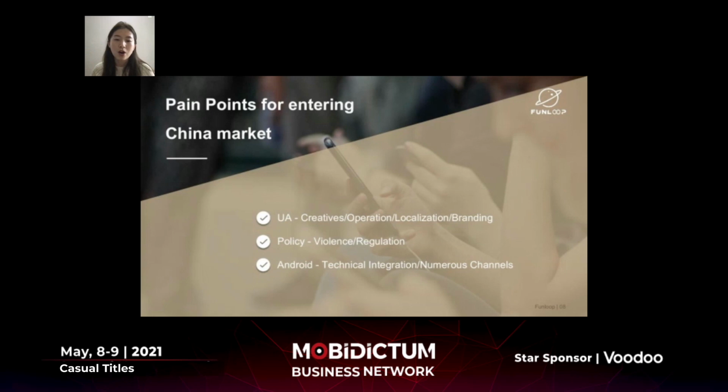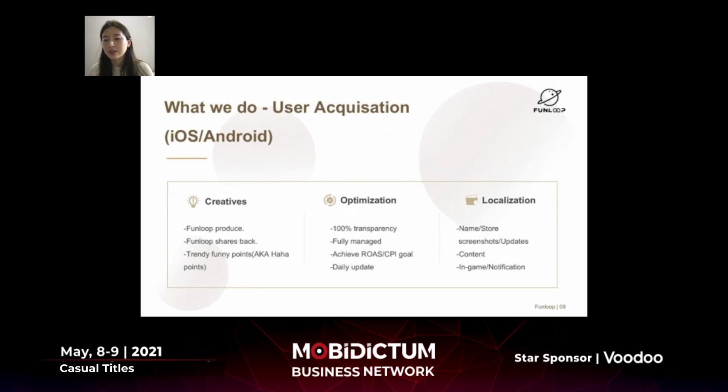So what's our service? What can Funloop help you with to launch in China successfully? I'm going to segment it into two parts. First is, of course, the user acquisition. Here I write iOS and Android, but mostly it's just iOS. I'm going to touch on Android later.